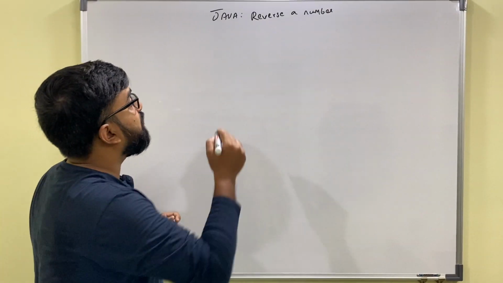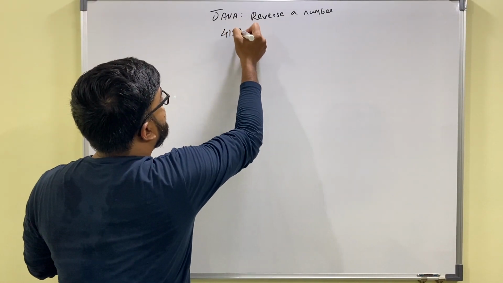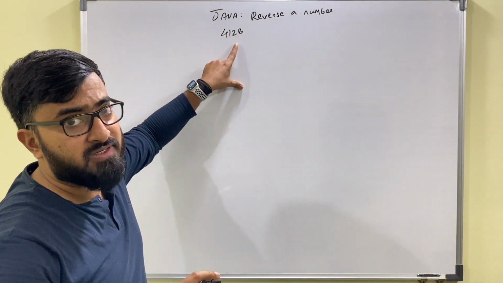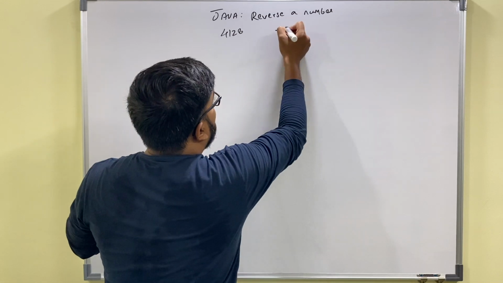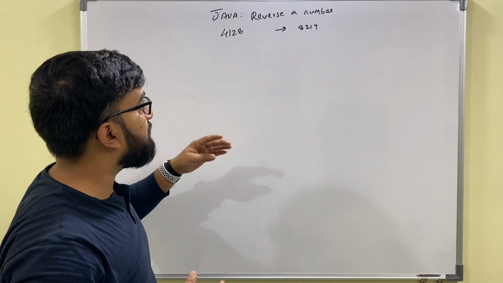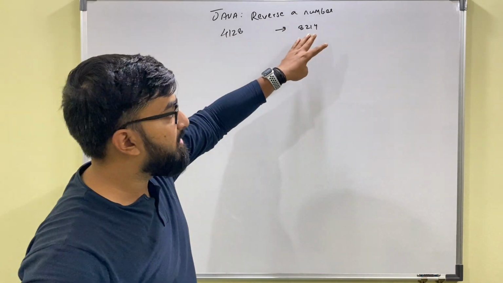Okay. So suppose we are given the number 4128 and we need to find the reverse of this number, and in this case we don't use strings. Okay, so the reverse of this number is going to be 8214. Okay, we need some way so that we can use this number to find this.